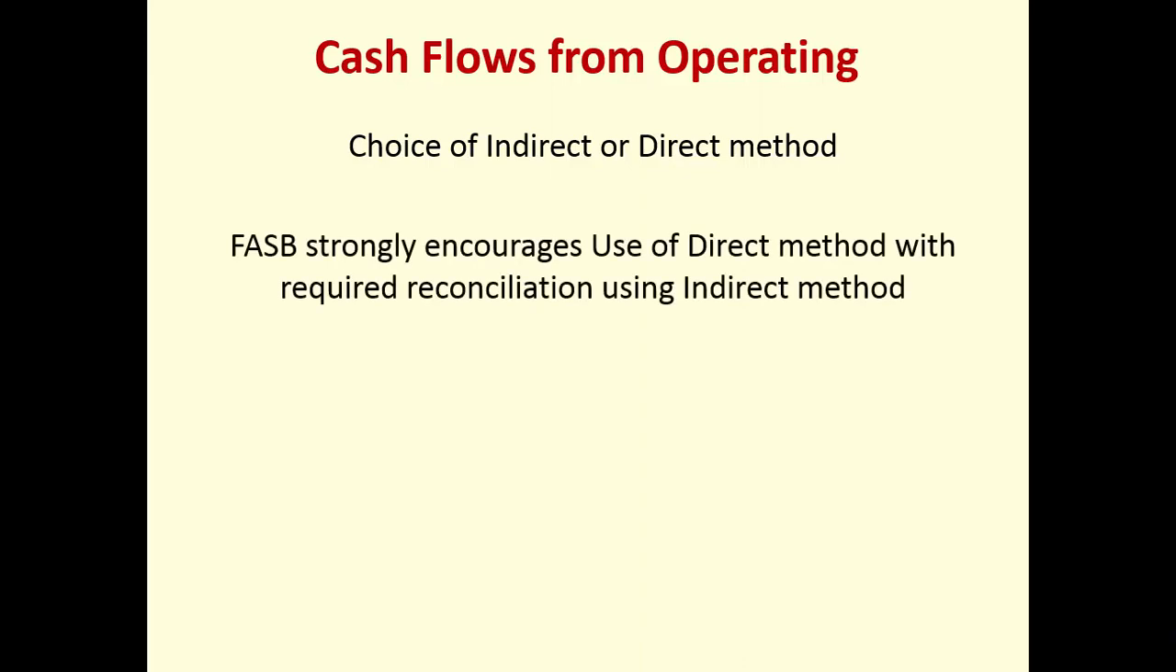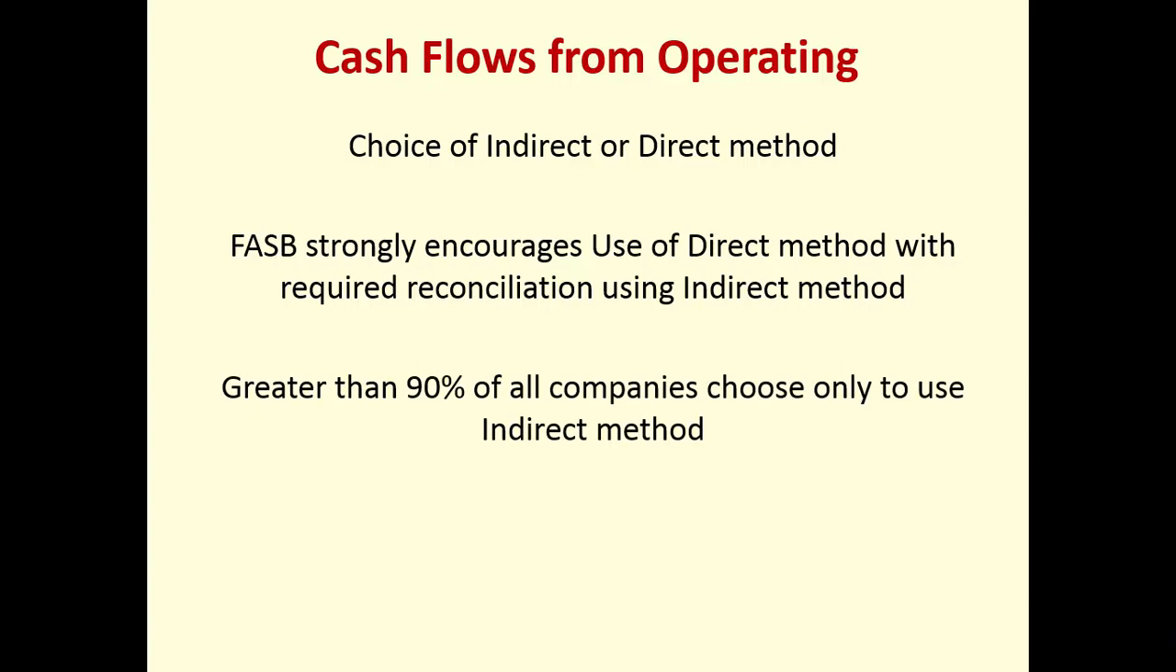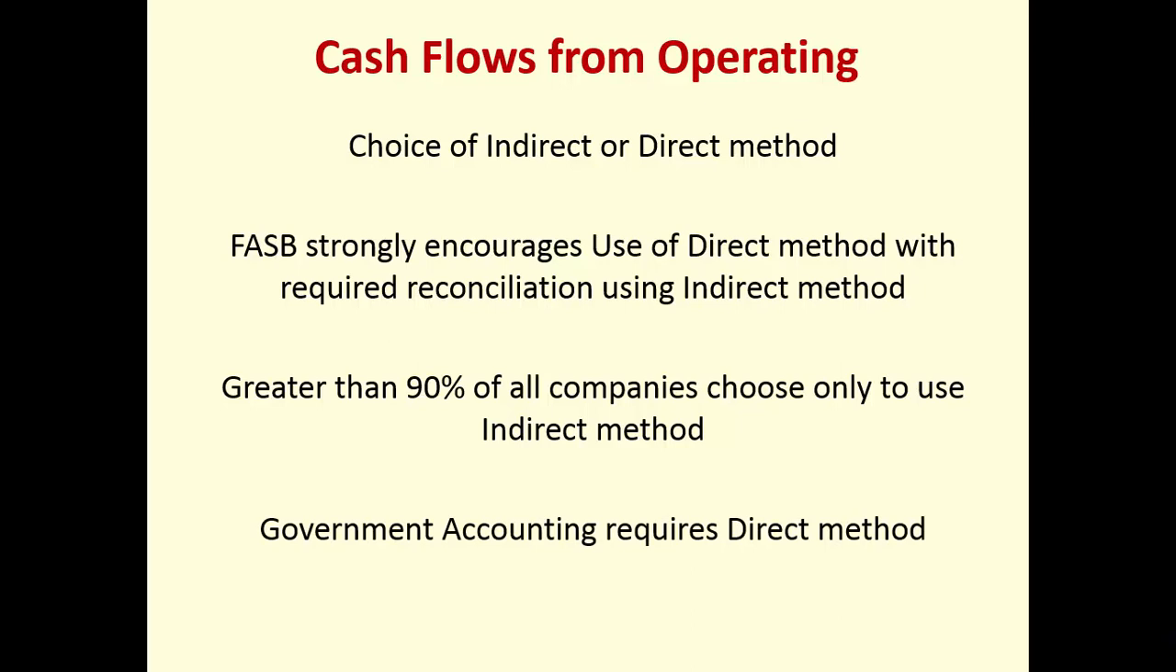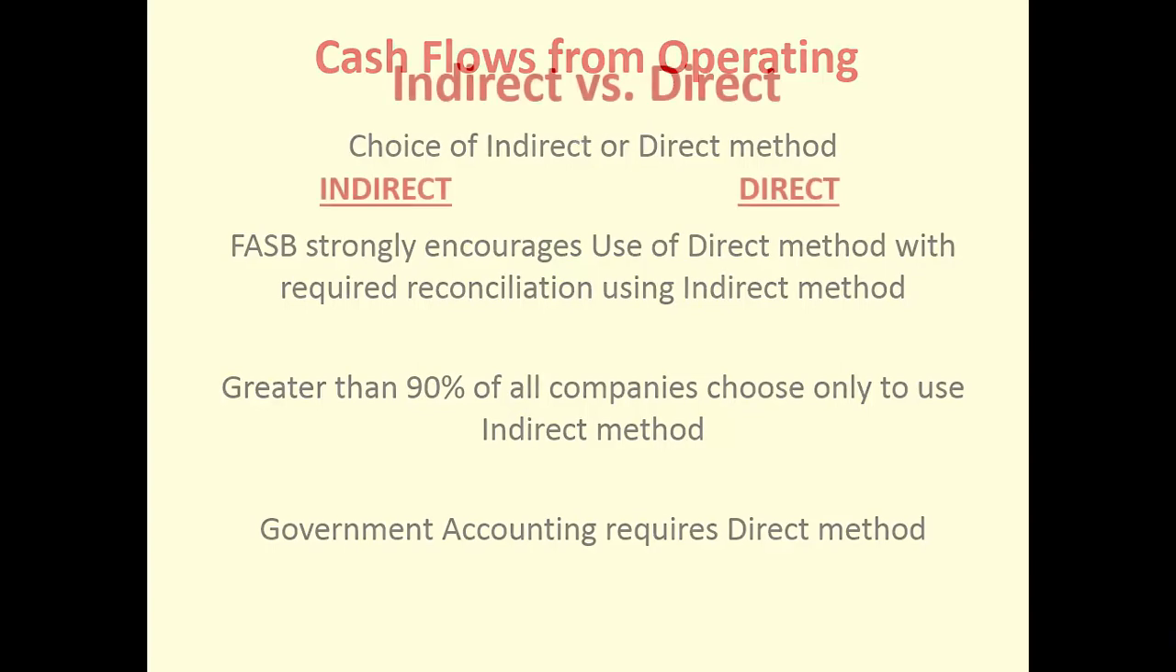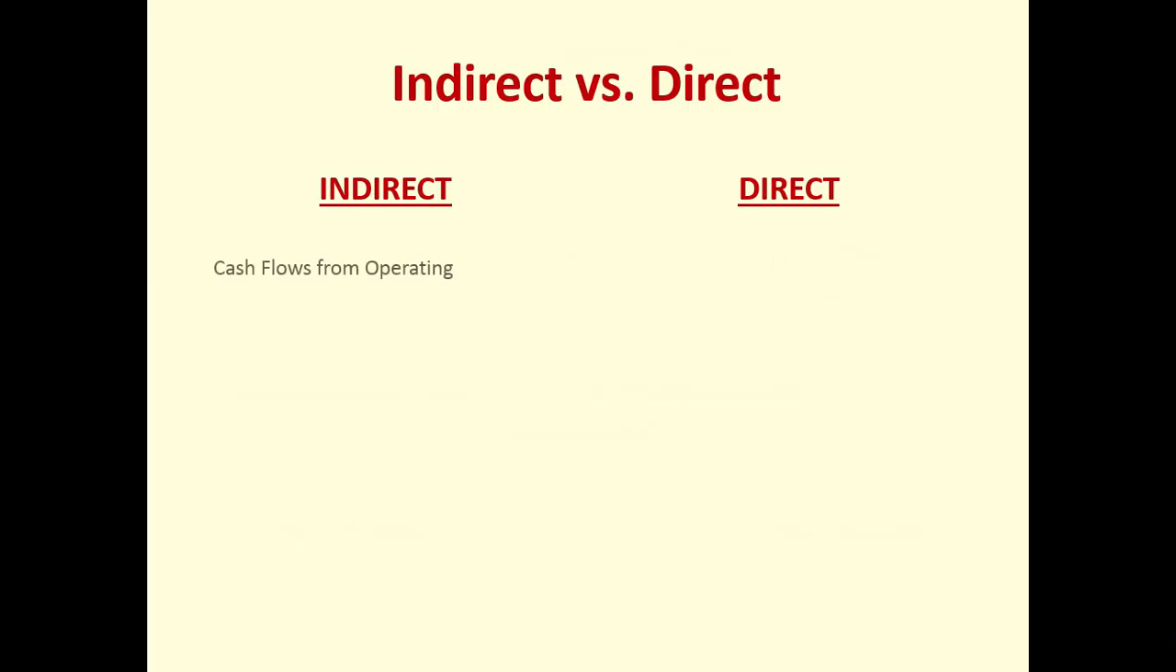And you do have a choice. While FASB strongly encourages using the direct method, with a reconciliation using indirect, most companies use the indirect simply because it's easier and they only have to do it once. If you use the direct method, you have to do it again using the indirect somewhere in your disclosures. But if you use the indirect, you're done. Government accounting does require the direct method, so it's only FASB rules, not the GASB rules, where you get a choice. So looking at a comparison, remember we're only talking operating. Investing and financing are both the direct method.